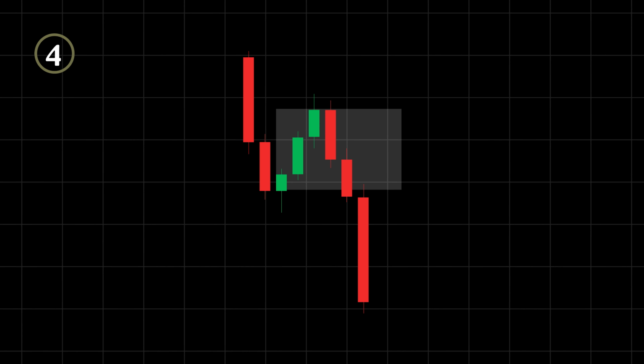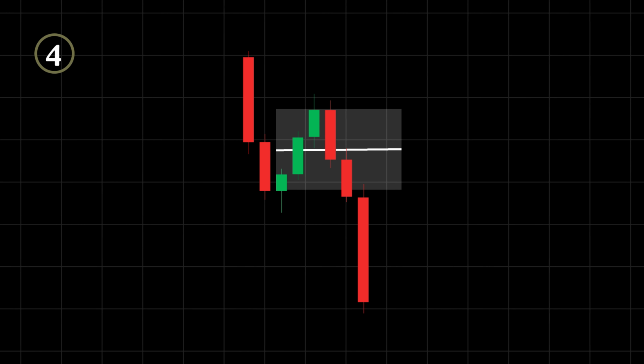A quick tip worth mentioning, when drawing the range of an order block, the 50% midpoint is a level to watch closely.